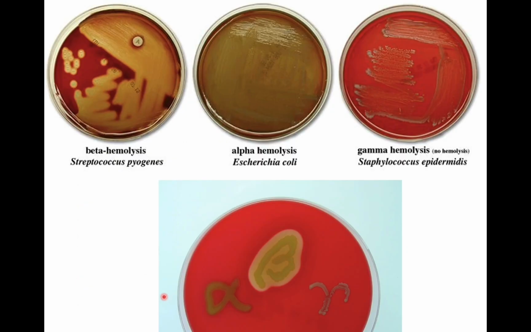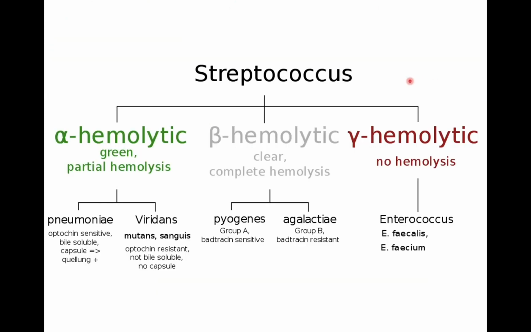So I've told you here: beta gives the yellow coloring, alpha hemolysis gives the green coloring to the blood agar, but for gamma hemolysis, nothing happened. It is very clear here. And now here is the summary of the classification of hemolytic activity based on the clinical importance that we have discussed just now.